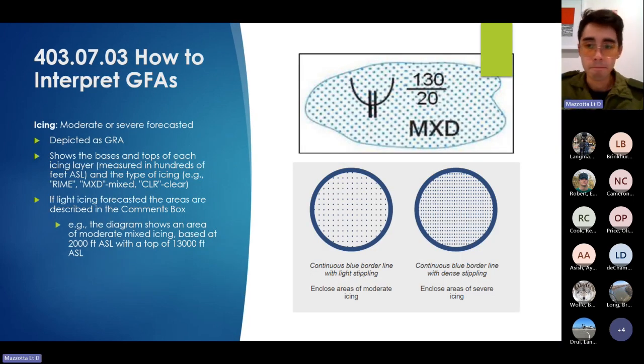So when we talk about icing, icing is going to be indicated by blue coloring on the GFA, as you can see in that top picture there. It's going to show the base and the tops of each icing layer measured in feet above sea level again, and it's going to also include the type of icing as well. So it's going to be mixed, rime, or clear. And you can see in this example here, we've got mixed icing.